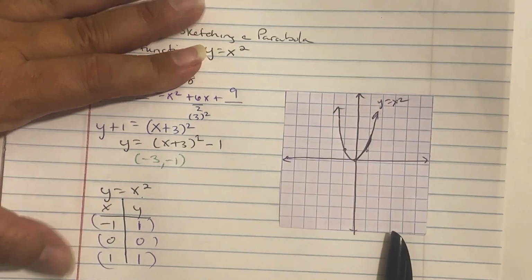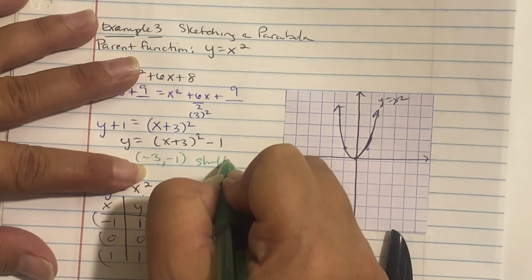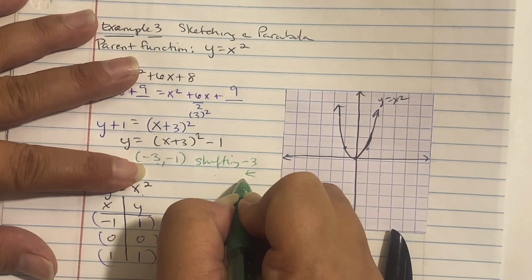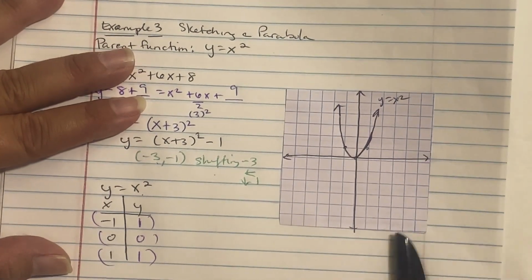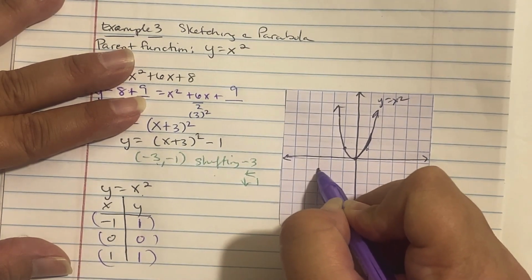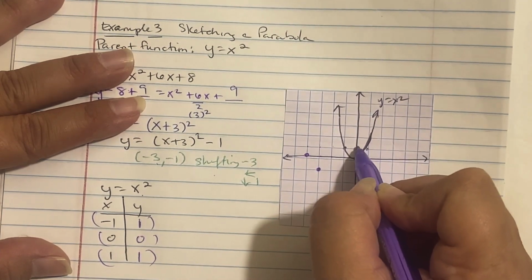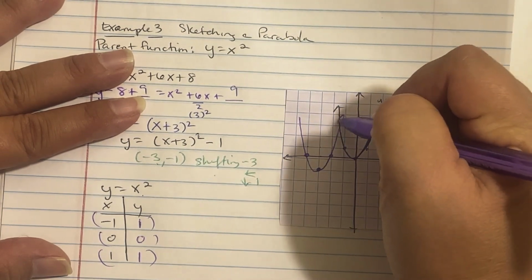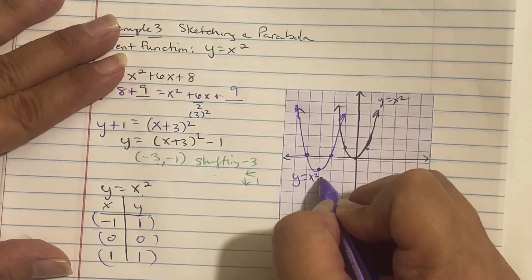It's saying we are shifting 3 units to the left and then 1 unit down. So each of our points are going to go left 1, 2, 3, down 1. And we have changed the location of our parabola, with now y equals x squared plus 6x plus 8 located at.